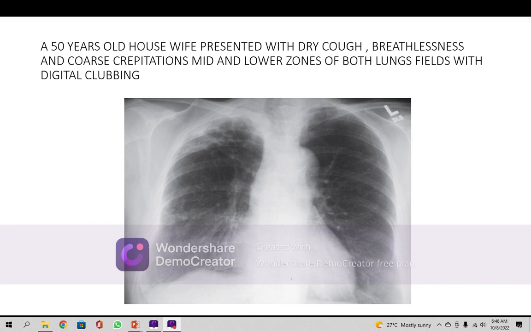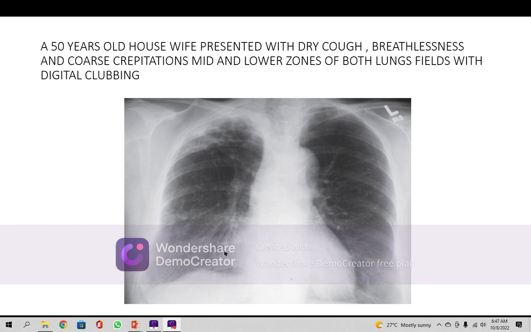fibrosing alveolitis at one time. Now it is one of the interstitial pneumonias, which is fibrosing alveolitis. That is a common disease. In Pakistan it is about 10 to 15%, and mostly women are involved. So this is the most likely diagnosis in this case.